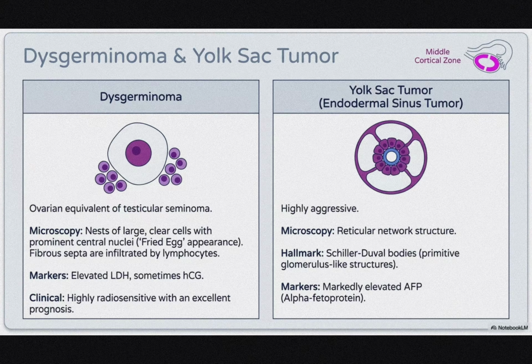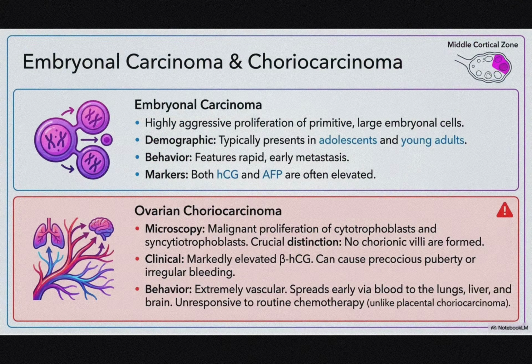Yolk sac tumor is more aggressive than dysgerminoma. Microscopically, it has a reticular network structure. Hallmark is Schiller-Duval bodies, primitive glomerulus-like structures. Serum markers: markedly elevated AFP, that is alpha fetoprotein. This is about dysgerminoma and yolk sac tumor.